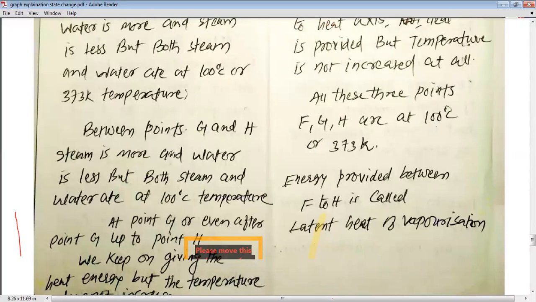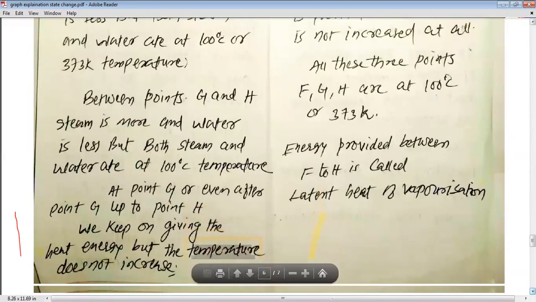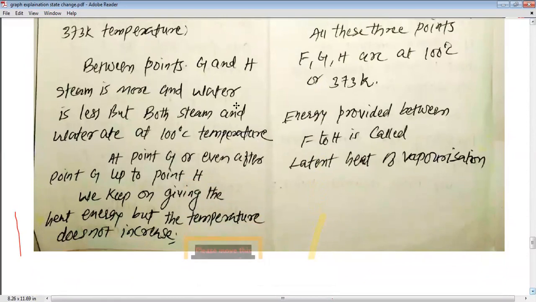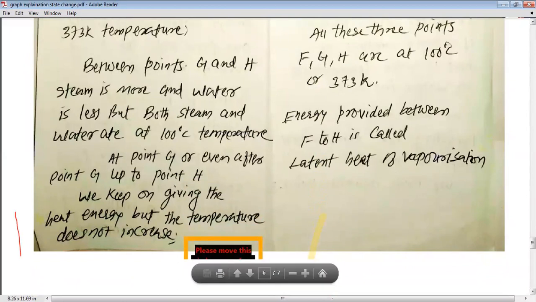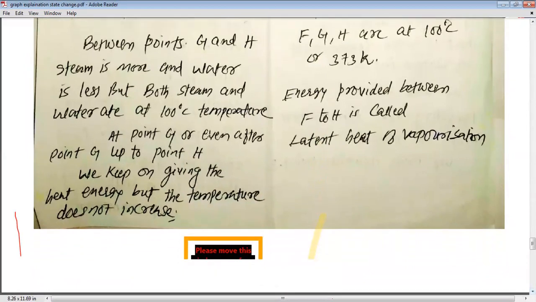Between point G and point H, steam is more and water is less, but both steam and water are at 100 degrees centigrade. So even between point G and H, the temperature does not increase and it remains the same, which is 100 degrees centigrade or 373 Kelvin. At point G or even after point G up to point H, we keep on giving the heat energy, but the temperature does not increase.